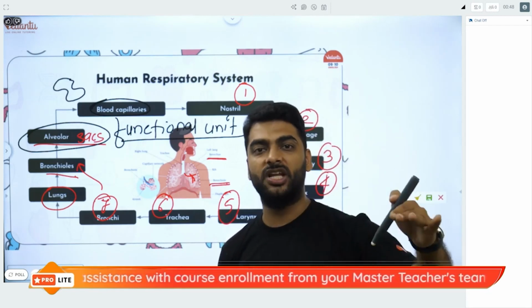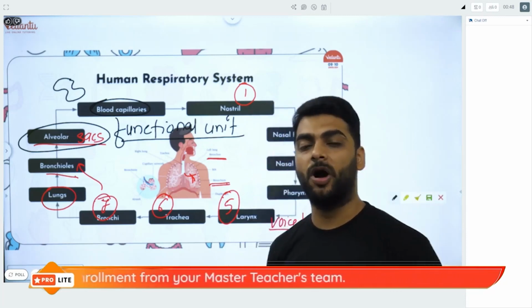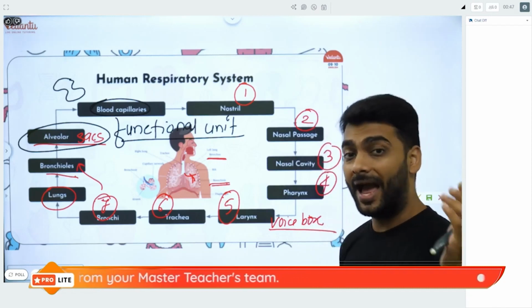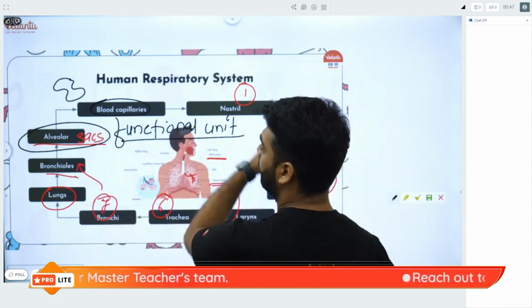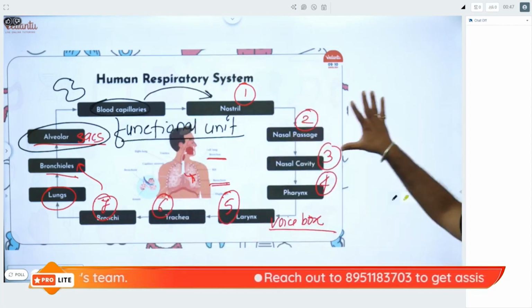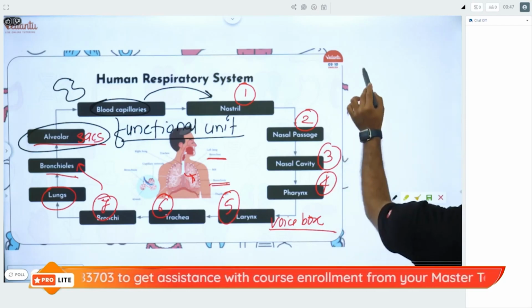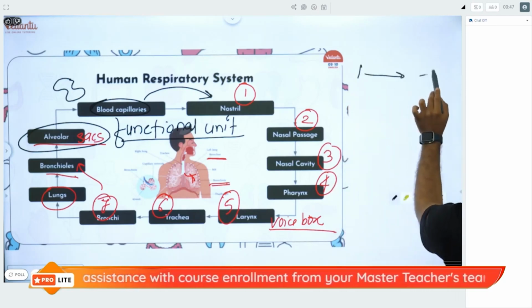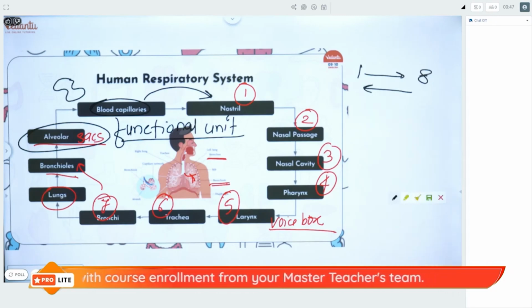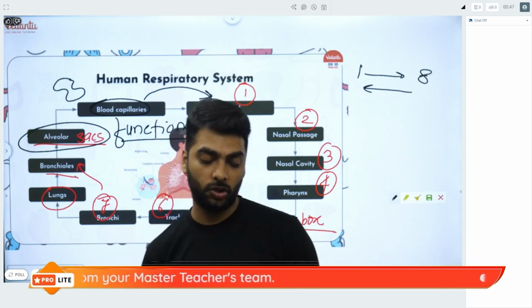They will go to each and every cell, give the oxygen, take the carbon dioxide, forming a compound called carboxyhemoglobin, and come back, take the same path, and finally you give it back to the nostrils. So nostrils, nasal passage, nasal cavity, pharynx, larynx, trachea, bronchi, bronchioles, alveolar sacs, blood, and back again. Right? So it is 1 to 8 and 8 to 1. So that is your process of respiration in human beings.